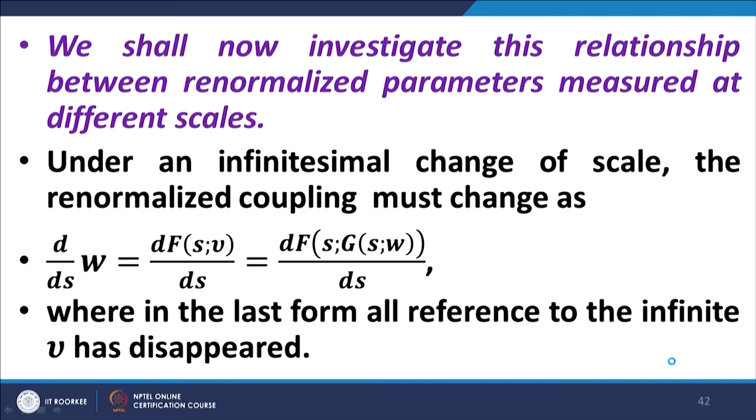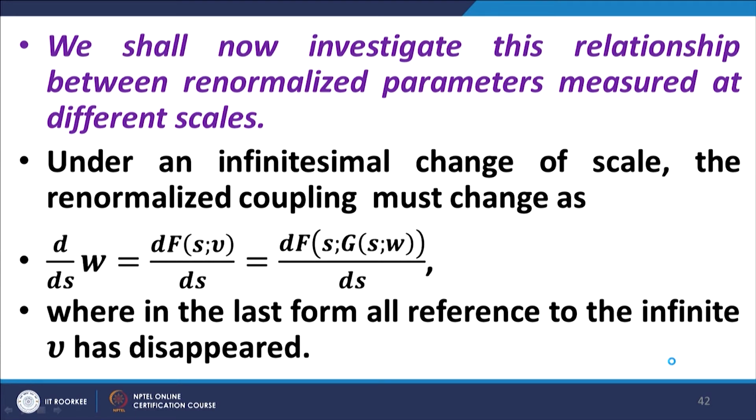So, under an infinitesimal change of scales, the renormalized coupling will change as dW by dS. dW by dS is given by this expression. W is nothing but f_S of V, and that is nothing but this expression where I have substituted V equal to g_S of W. Interestingly, in the first and third terms of this expression, there is no mention of the parameter V at all. There is absolutely no mention of the parameter V.